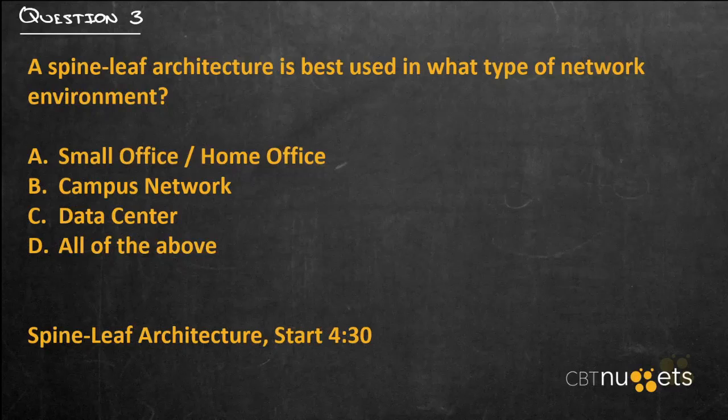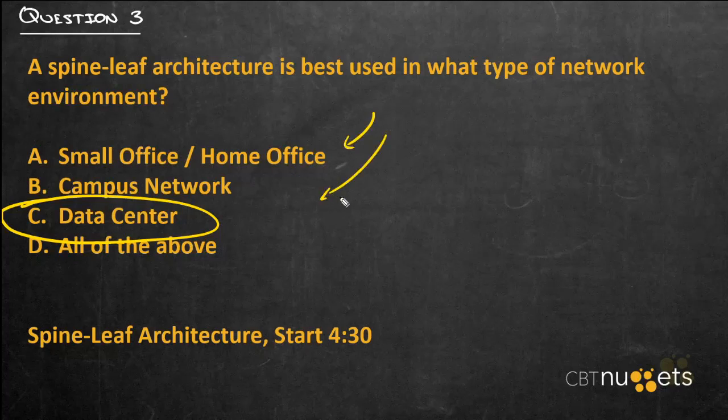Number three. A spine-leaf architecture is best used in what type of network environment? The answer is C, the data center environment. Now, there is a movement and a lot of, I'd say, emotion, as much emotion as a network engineer can have, around moving the spine-leaf architecture into every facet of the network environments that we encounter. However, it is designed for and often deployed in a data center environment.